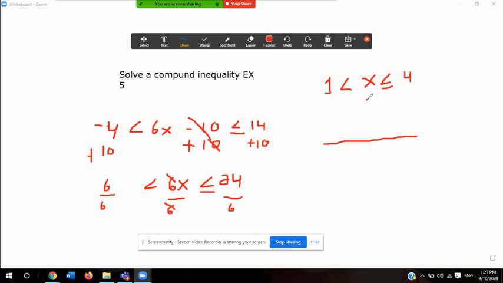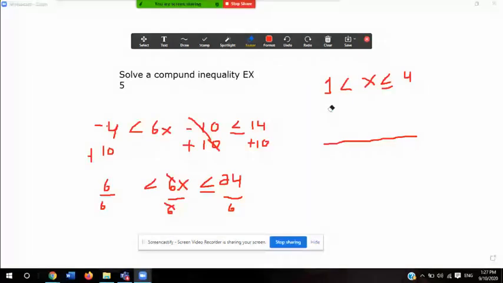Well, 3. Is 3 greater than 1? Yes. Or is 1 smaller than 3? Yes, it is. So this makes the statement true. 1 is smaller than 3. And is 3 less than or equal to 4? Yes, it is. So that statement just means that the answer for x is going to be any number that is greater than 1 but smaller or less than or equal to 4.